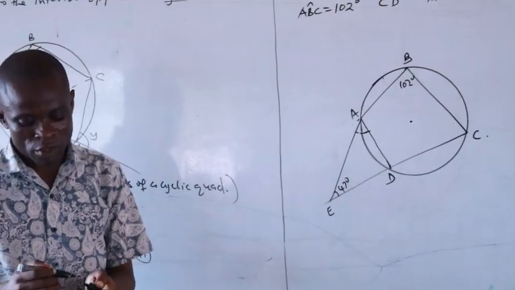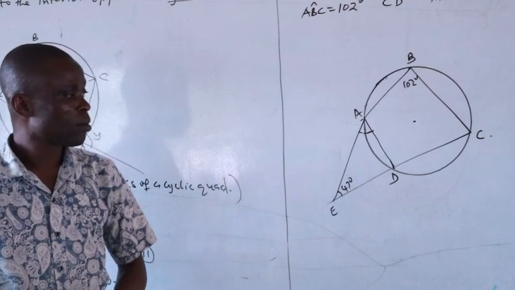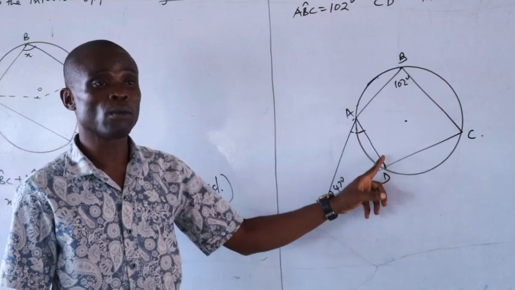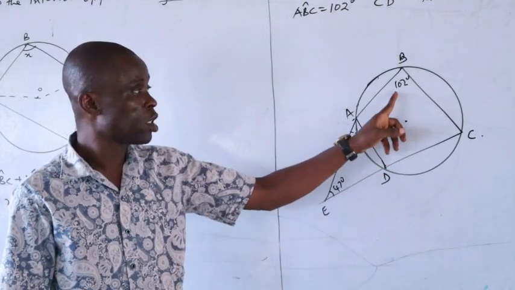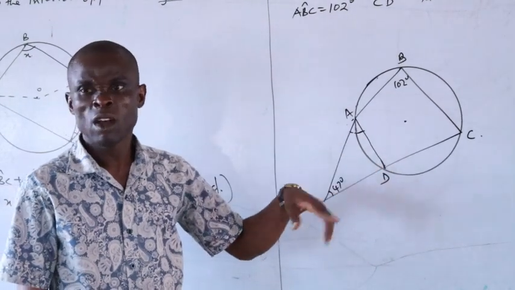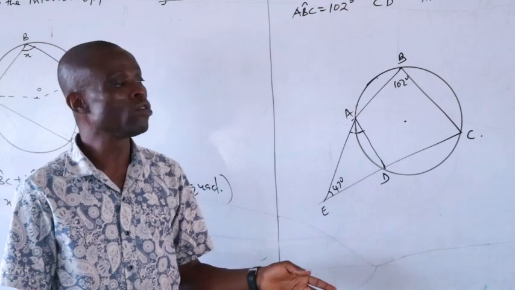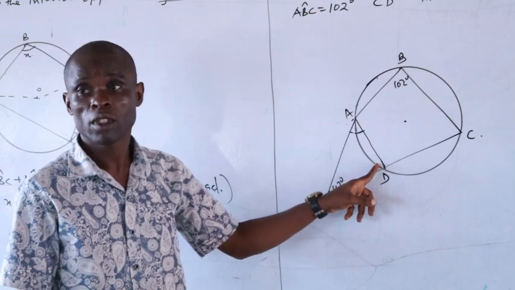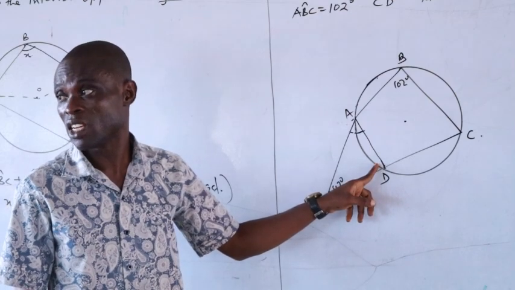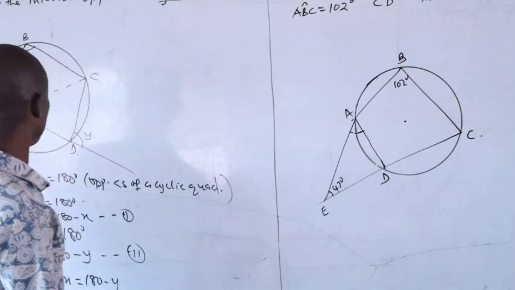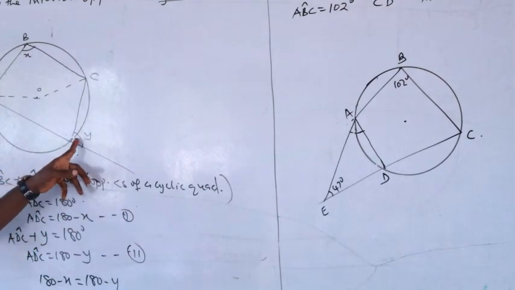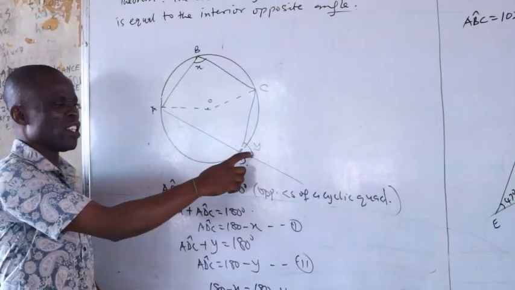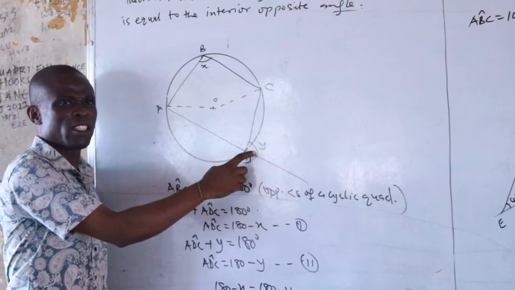It depends on how you can use the theorem. I can get this by subtracting 102 from 180 because the two angles are supplementary. Or I can even ignore that theorem and use exterior angle. As this one is 102, this is 102. That is exterior angles of the cyclic quadrilateral. That is what I put here. This is the exterior angle. This is how to get this thing. When you have exterior, interior to this exterior is this.